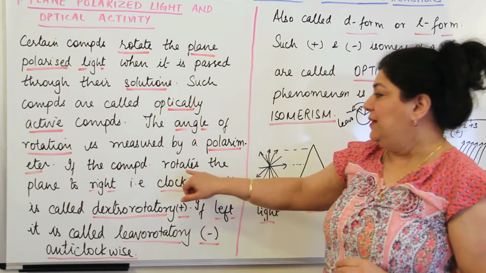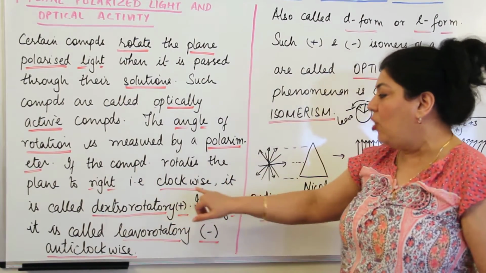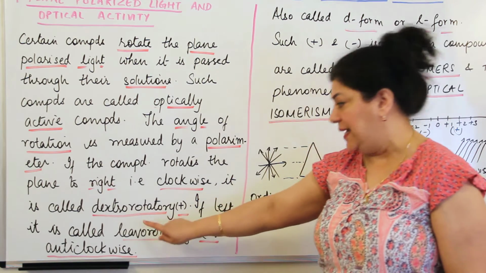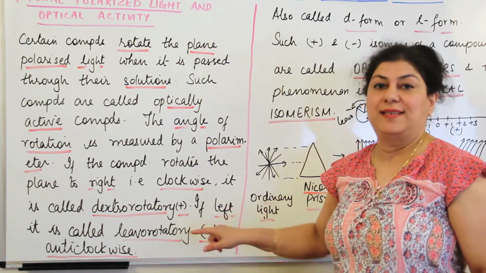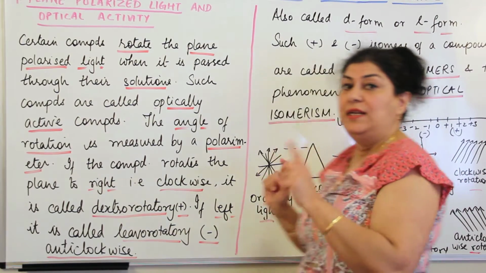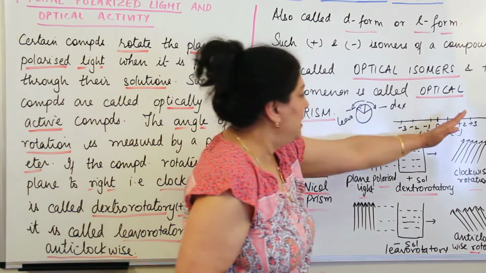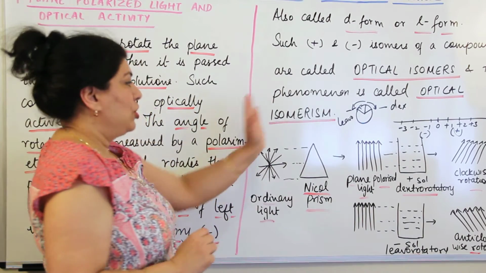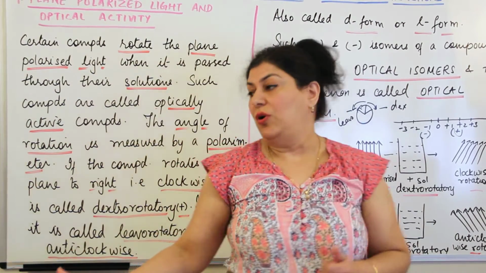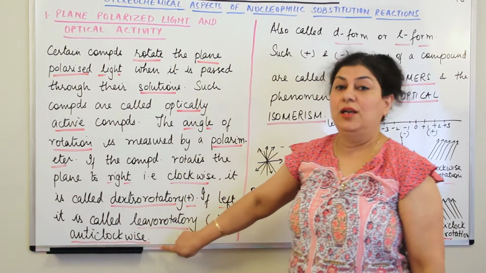So if the compound rotates the plane to the right, that is in the clockwise direction, it is called dextrorotatory, also represented by positive, which I just explained to you. On a scale in integers, if you move towards the right, you have a positive value. So dextrorotatory is positive and it is clockwise, and levorotatory on the other hand is negative and it is anti-clockwise.